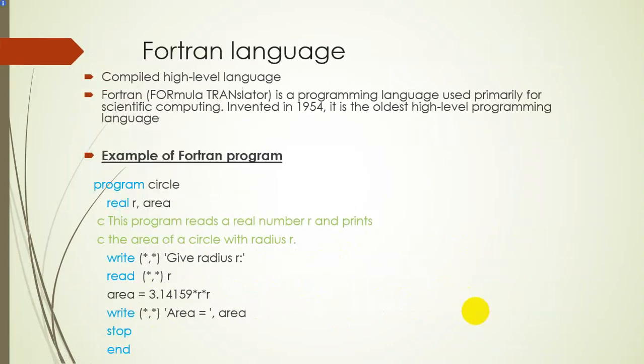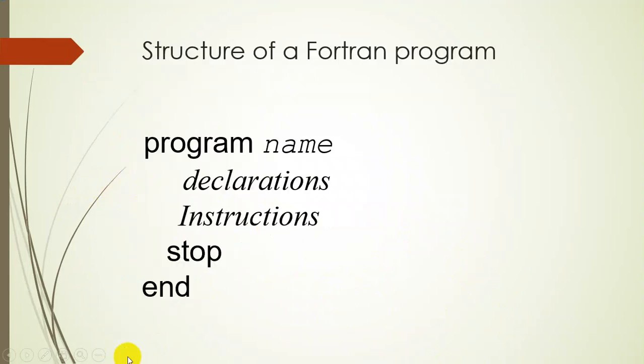So in our case, we will use the Fortran language. It is a compiled high-level language. Fortran is short for Formula Translator, a programming language used primarily for scientific computing, invented in 1954. It is the oldest high-level programming language. Here is a simple example of a Fortran program that calculates the area of a circle. This program always begins with the term program and ends with the term end.